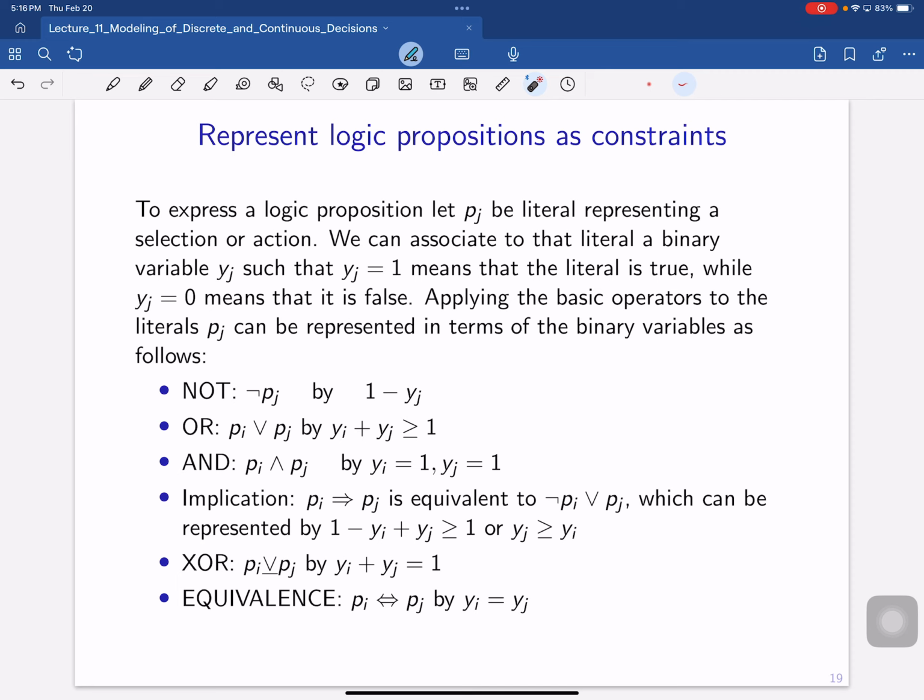Okay. What about exclusive or? That means exactly one of Pi and Pj is true, right? So that will be yi plus yj equals 1. And equivalence is simply yi equals yj. Right.